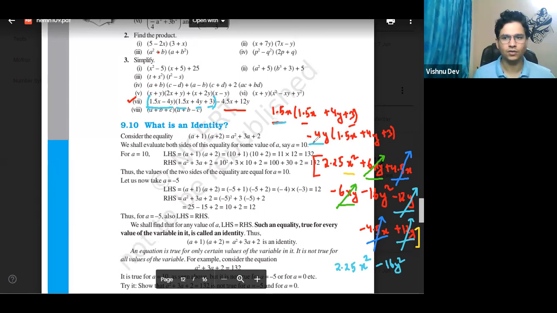So we got what? 1.5x into 1.5x, 2.25x squared. Then 1.5x into 4y, 6xy. 1.5x into 3, 4.5x. In the same way, minus 4y into 1.5x, so minus 6xy. Then minus 16y squared, and minus 12y.